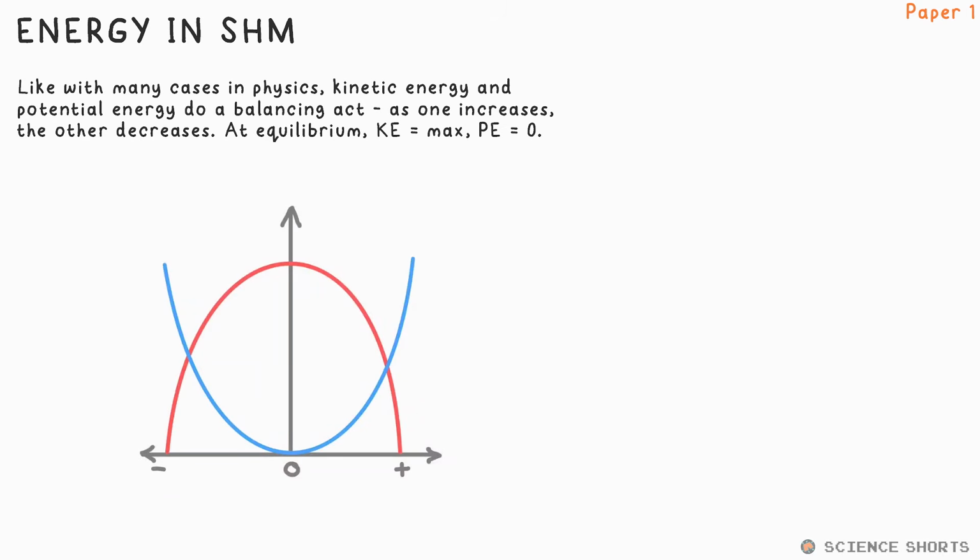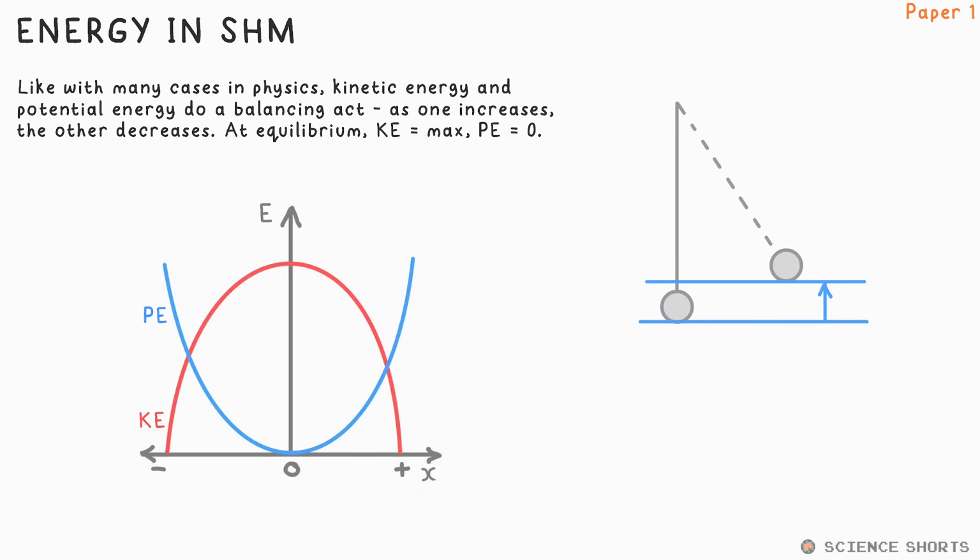As the object moves away from equilibrium, kinetic energy is turned into potential energy. In the case of a pendulum, that's gravitational potential energy. Be careful with displacement for a pendulum though. The displacement is roughly a straight line from equilibrium to where it is. It's not the vertical height it's moved.